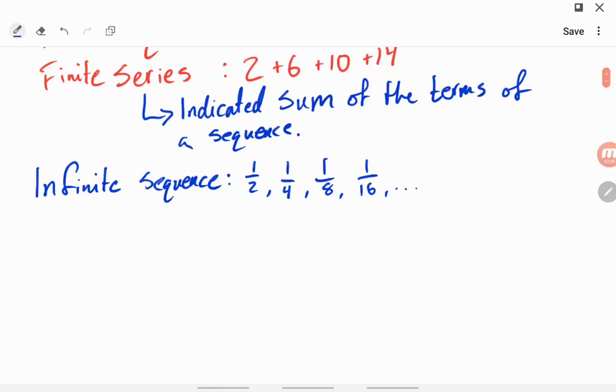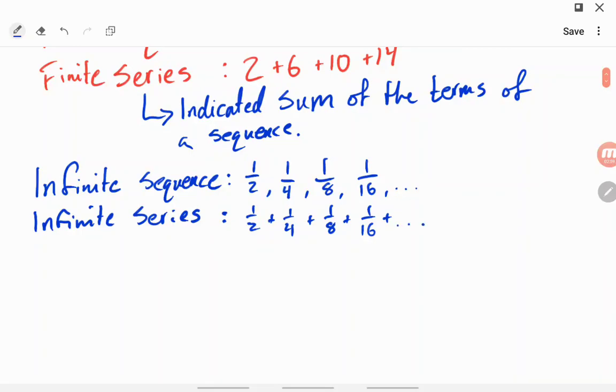And we could write that as an infinite series. And like we said earlier, that is just the indicated sum of the terms of a sequence. So that's going to be 1/2 plus 1/4 plus 1/8 plus 1/16 plus everything that comes after that.